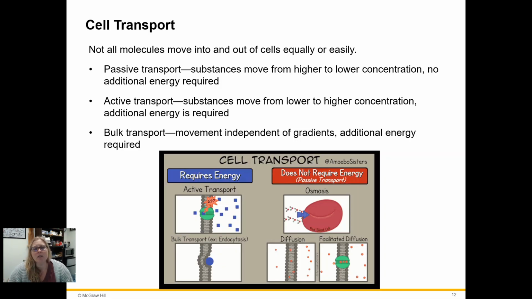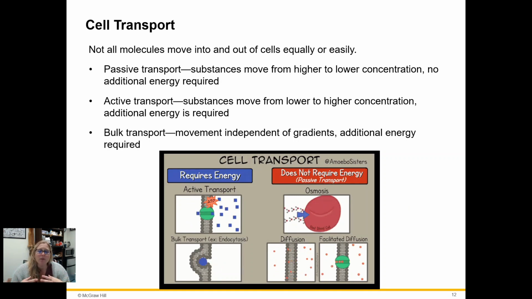If you remember, all cells have a plasma membrane, and that plasma membrane is controlling what can move into and out of cells. And I don't know why my little GIF wasn't working. Okay, I had to click it. So, the Amoeba Sisters have this fantastic illustration of this cell transport.